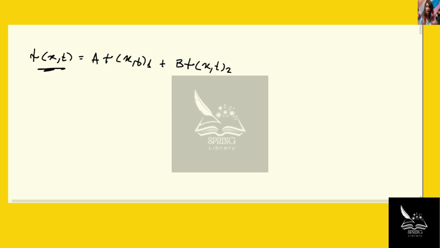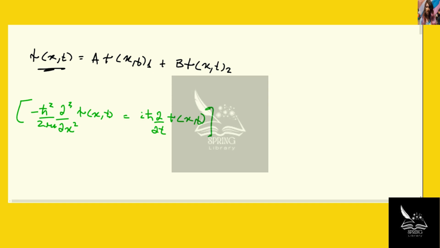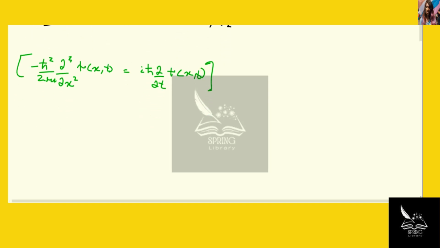Well, let's remember that the Schrödinger time-dependent equation is negative h-bar squared over 2m, the second derivative with respect to position of psi of x and t, that is equal to i h-bar d/dt of psi of x and t. So that's the equation we must solve to prove that this function psi in here is also a solution to Schrödinger's equation. Therefore, let's move on.